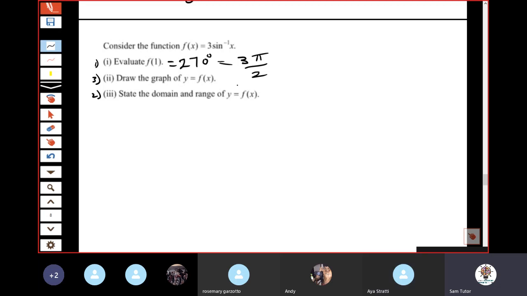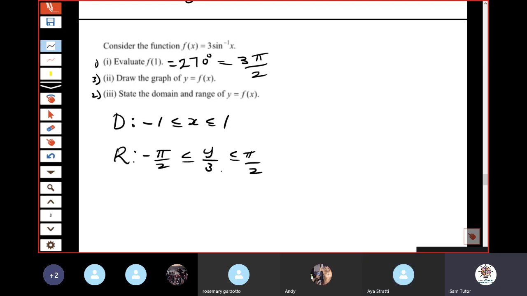Yeah, cool. Alright, and then pretty much domain. Have you found your domain yet? Oh, -1 less than or equal to x less than or equal to 1. And then what's your range? -3 pi over 2 less than or equal to y less than or equal to 3 pi over 2. That's pretty much it. And then times by 3, times by 3.